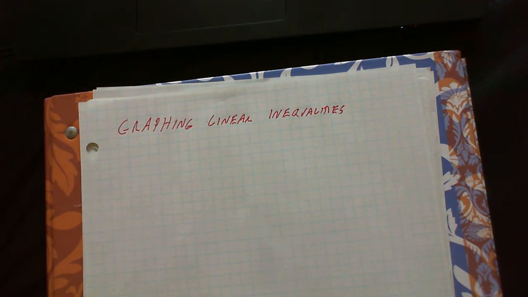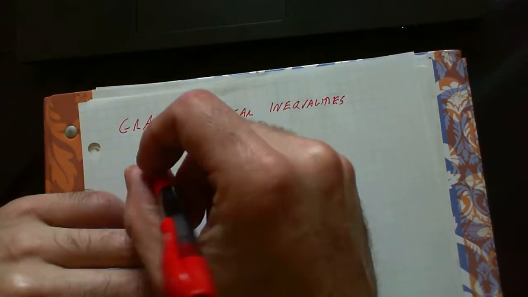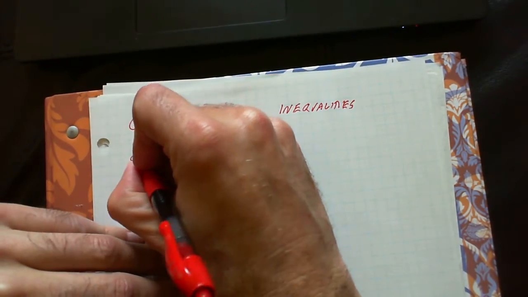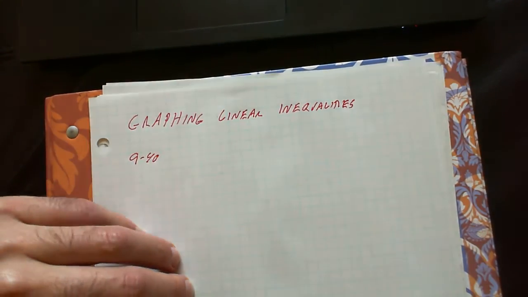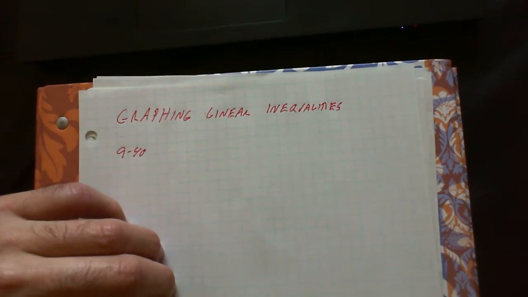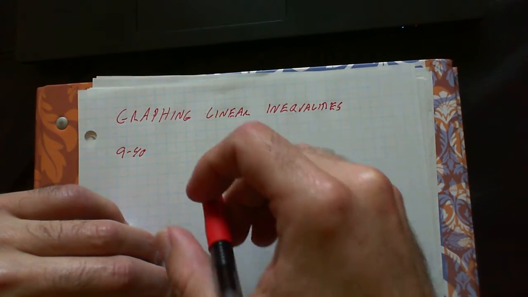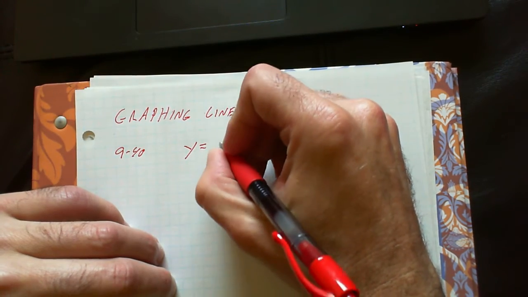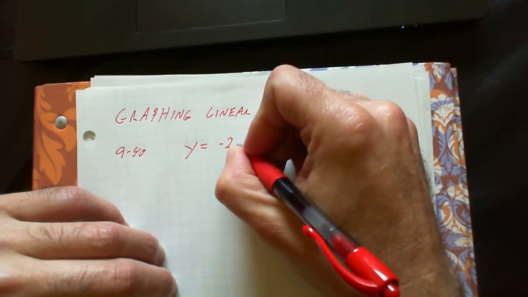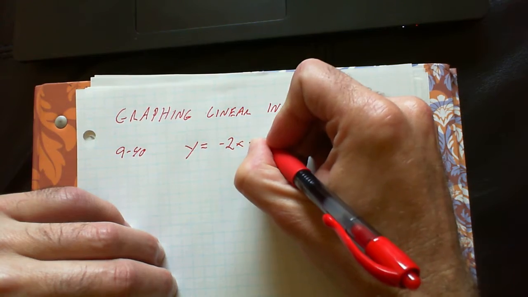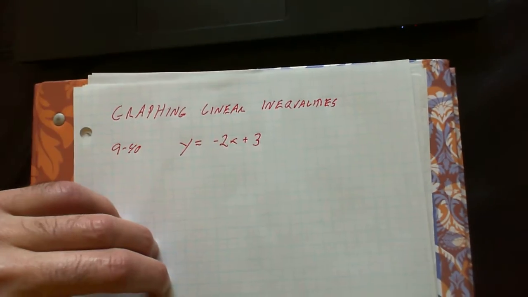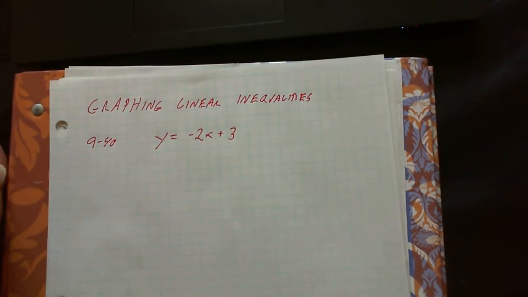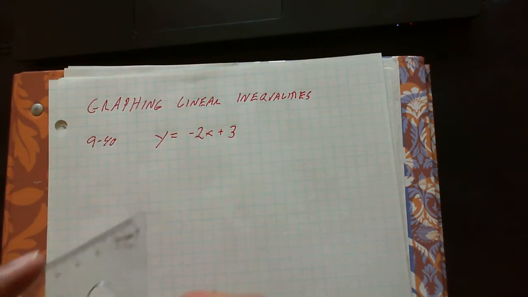Let's go ahead and graph this. This is number 9-40 in your book. Now you need graph paper for this, okay? Please use graph paper. I want you to be able to graph this line first. Let's see. y equals negative 2x plus 3.